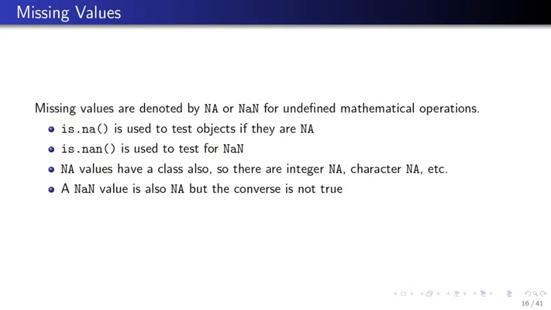So NA values can have a class too. So you can have missing integer values, or you can have missing character values, or missing numeric values, etc. And so even though it looks like it's all NAs, the NAs can have different classes potentially. And a NaN value is also considered to be NA. So a NaN value is considered to be missing. But the reverse is not true. So an NA value is not necessarily a NaN value.